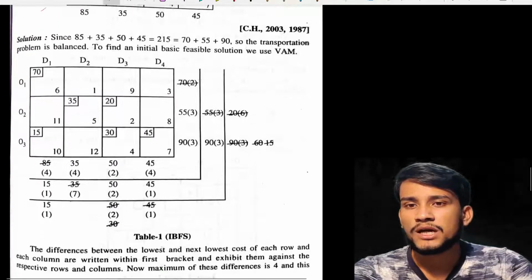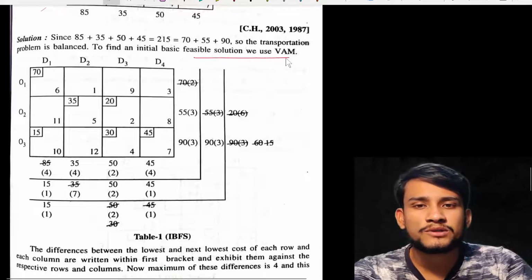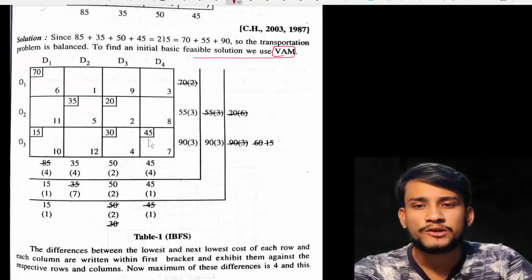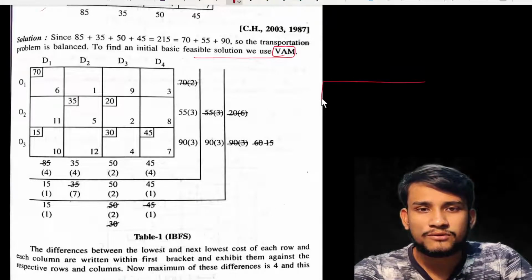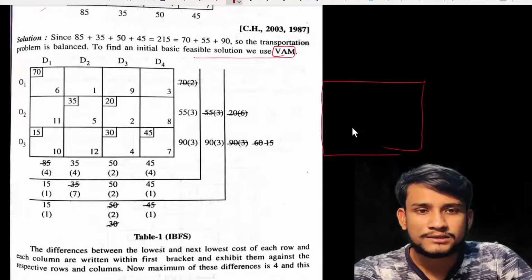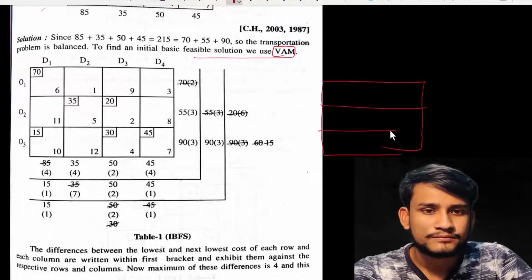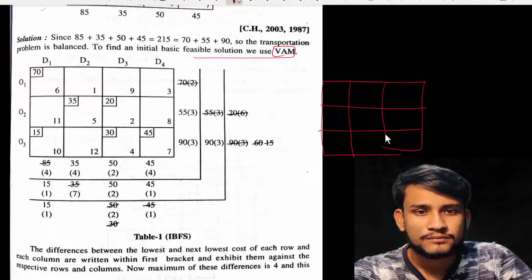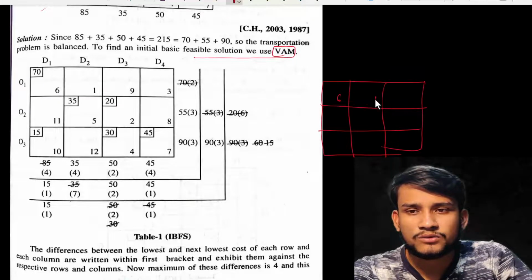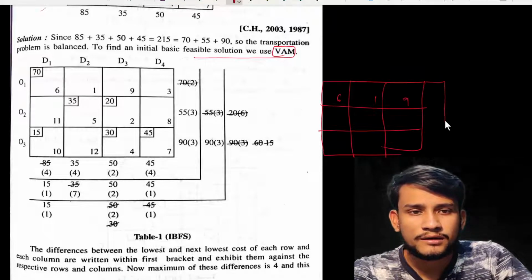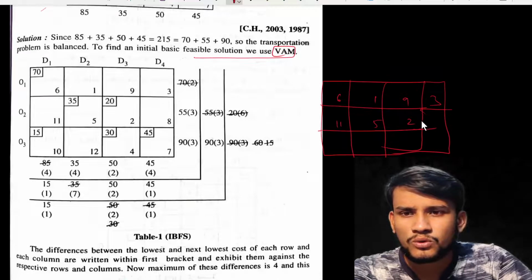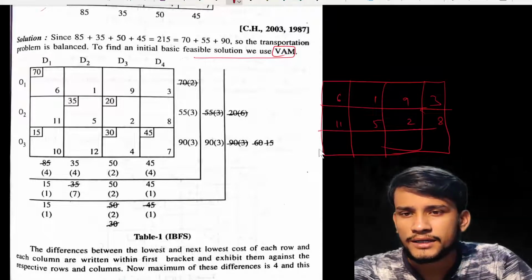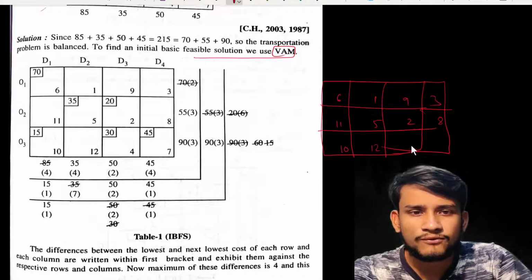Now we find the initial basic feasible solution by Vogel's approximation method. See how we can solve this problem. We first write the table here: 6, 1, 9, 3, then 11, 5, 2, 8, and then 10, 12, 4 and 7.